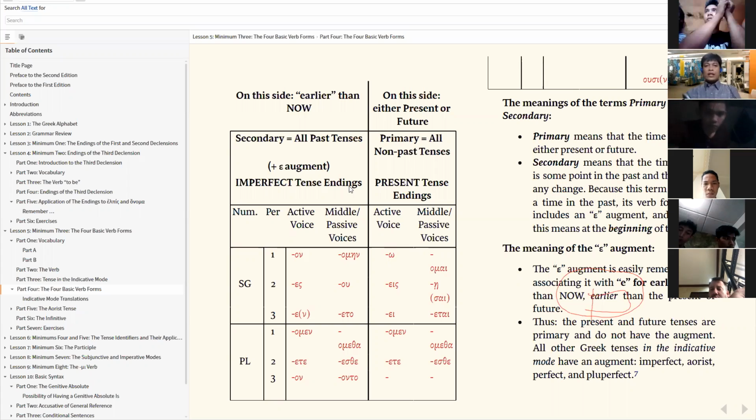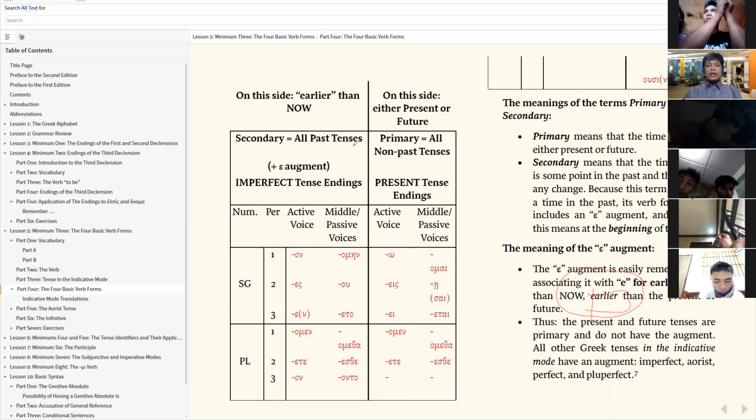Okay, so here is the chart that we see here. So we have the endings right here. We have already mentioned a while ago that there are two kinds of endings, the secondary ending and the primary ending. So when we talk about secondary endings, all past tenses. And the primary ending tells you about all non-past tenses. All right?